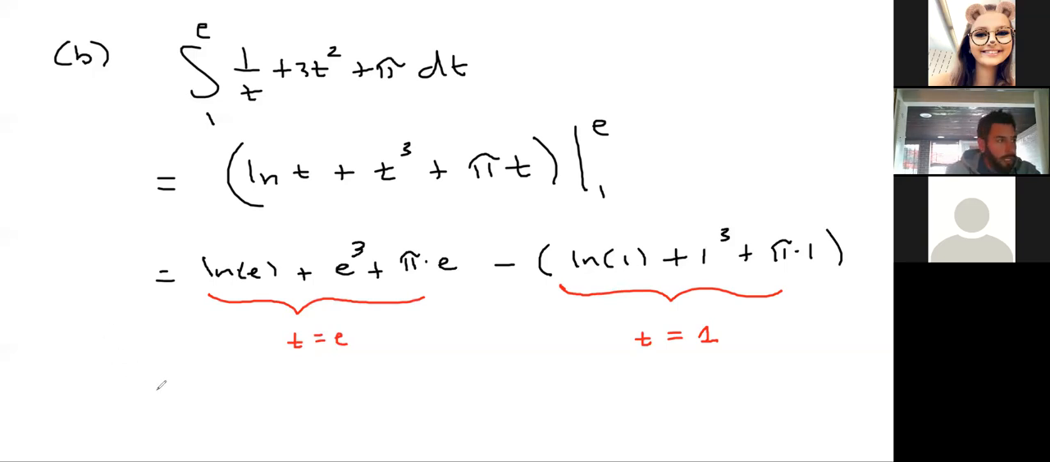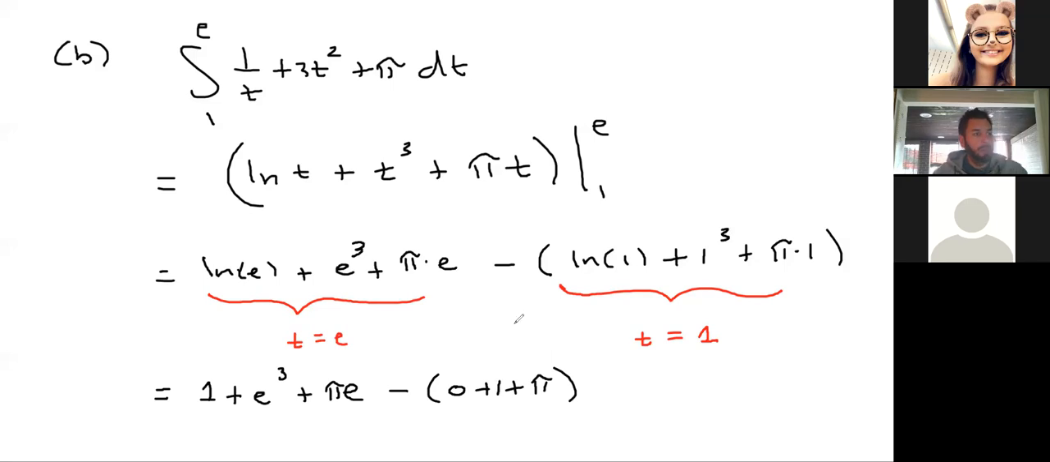And so what is the log of e? You guys should know that it's 1, and this is 1 plus e cubed plus pi times e, which we'll write as pi e. And then this is minus, log of 1 is 0, plus 1 plus pi. And so you can clean this up rather nicely. The ones will cancel. So this is e to the third power plus, and you could write this as pi times (e minus 1), if you'd like. That's one way to write the answer.